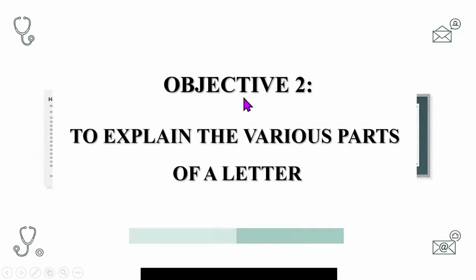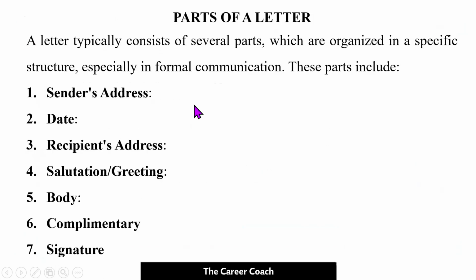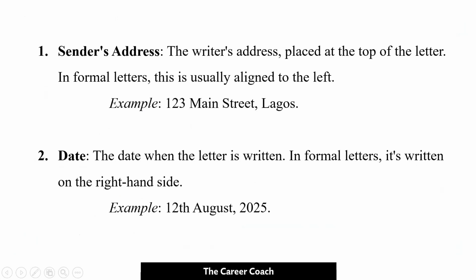Let's move to objective number 2. We want to explain the various parts of a letter. A letter typically consists of several parts which are organized in a specific structure, especially in a formal communication. These parts include sender's address, date, recipient's address, salutation or greeting, body, complimentary close, and signature. These are the parts of a letter.